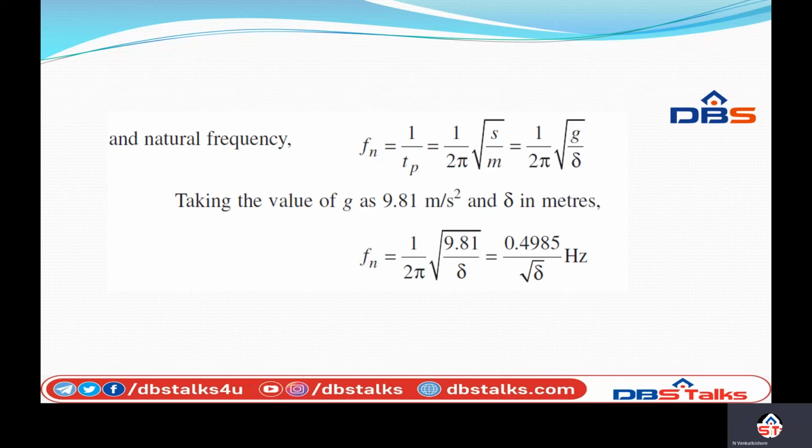Taking g as 9.81 and substituting in the equation, the natural frequency Fn equals 1 by 2 pi into square root of 9.81 by delta. Taking the constants out of the root, we calculate 0.4985 by square root of delta hertz. The frequency unit is hertz.